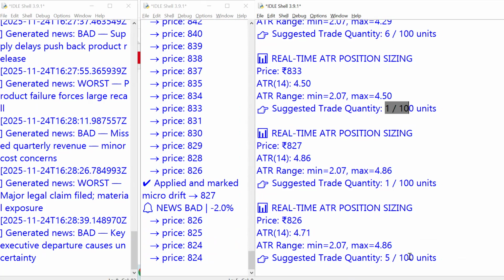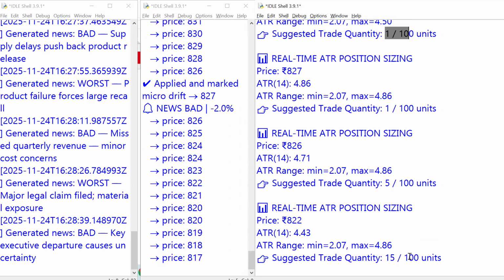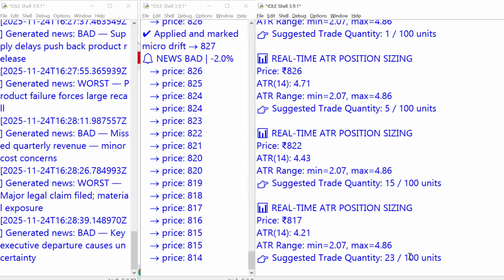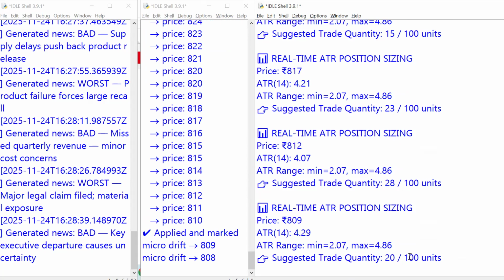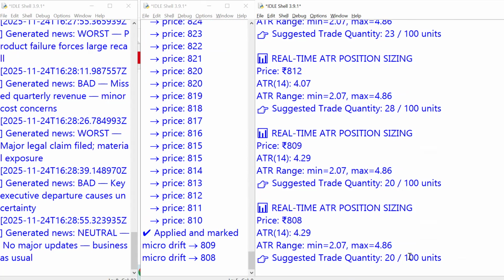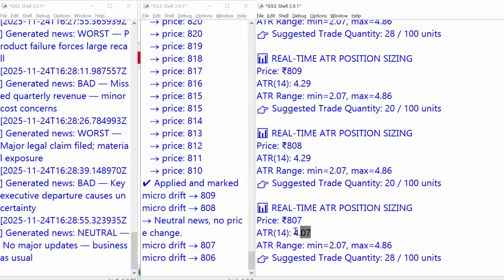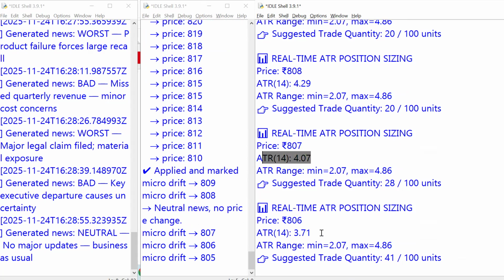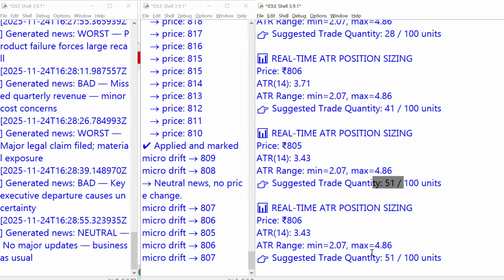The bad news has come again, the market is falling. It says, okay, trade with a very small quantity. The market is falling. The ATR is at the highest level. Okay. The neutral news has come. You can see if the neutral news is coming, the ATR is going to cool down. Once the ATR cools down, you can see the quantity automatically increases because the neutral news is flowing.